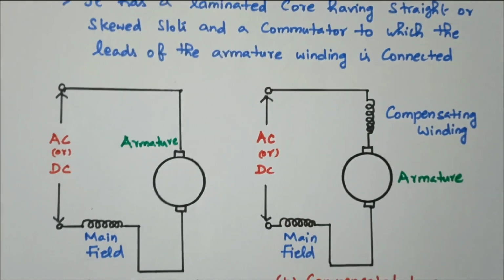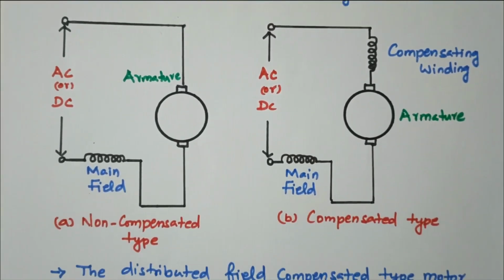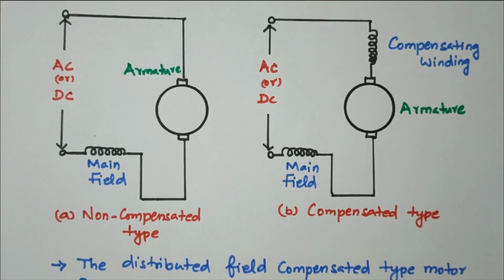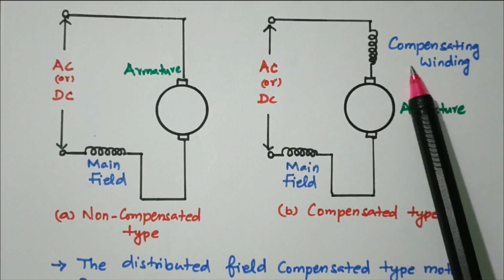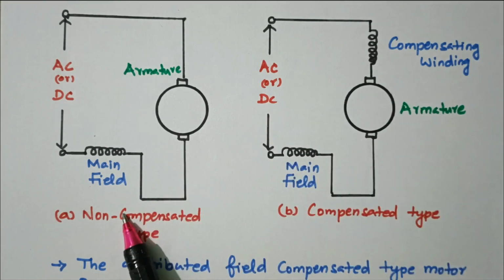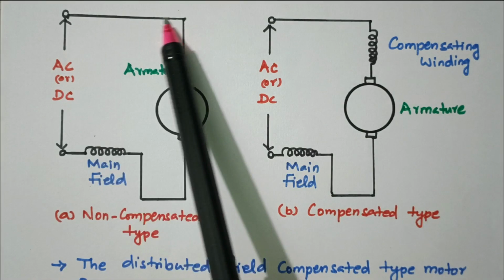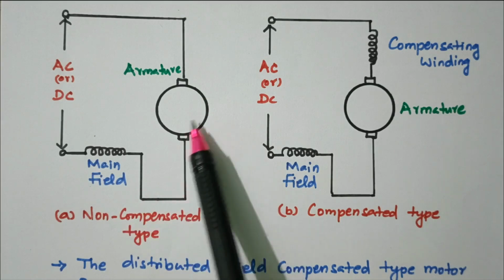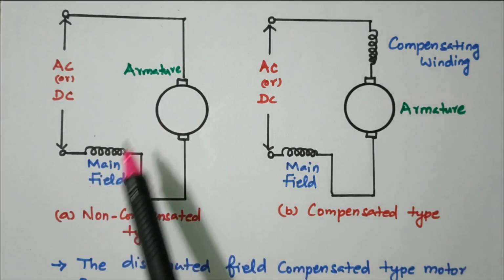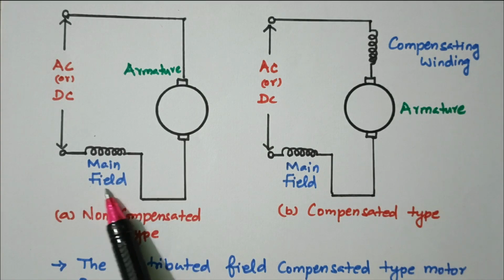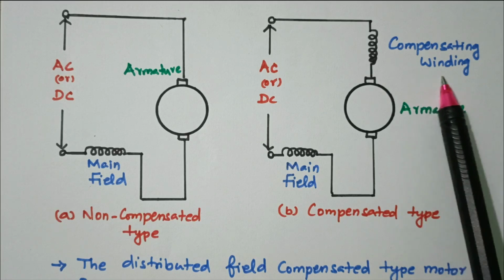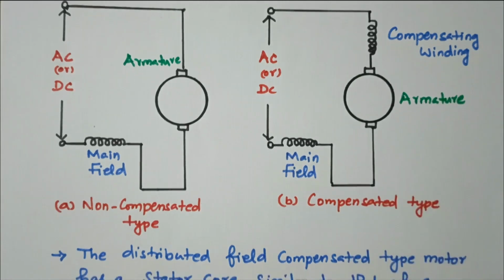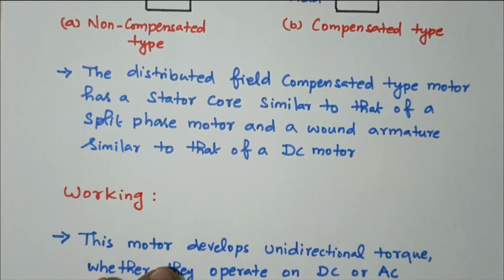Now we'll see the other type. So both the diagrams are available, compensated and non-compensated type. Compensated type means the compensating winding is available in addition. In the non-compensated type, normal supply is given, armature and main field are connected in series. Rotating part and stationary part, armature and main field winding connected in series. Here in addition we have a compensating winding. We'll see why we are using the compensating winding and what its purpose is.